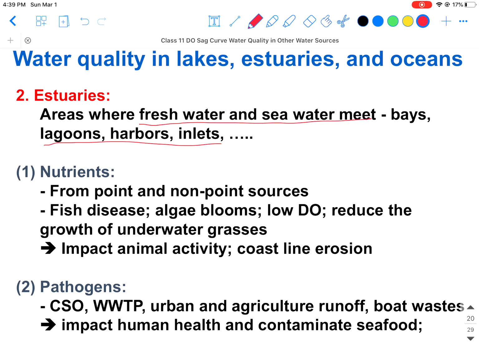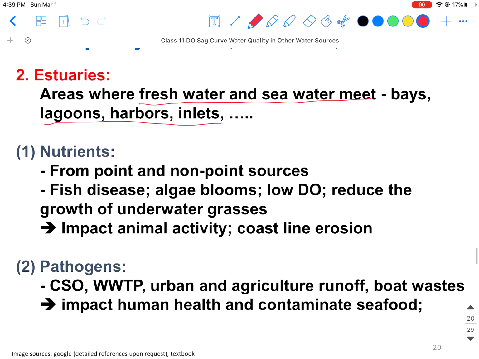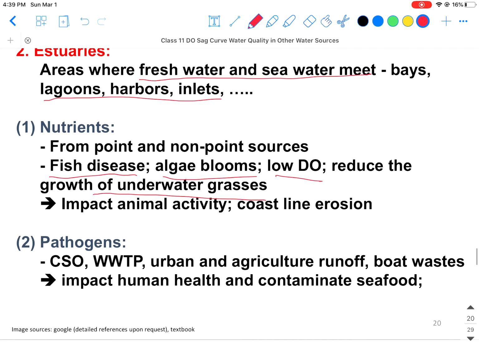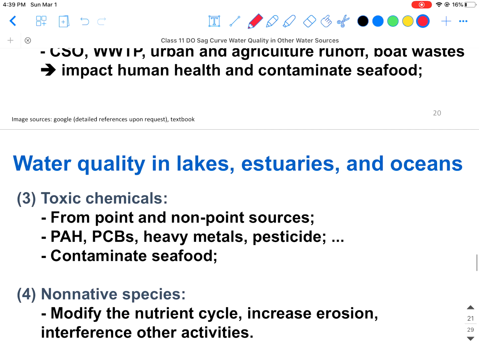So there can be a lot of nutrients coming from the riverside or the freshwater side, right? So you can have, let's say, phosphorus or nitrogen coming from the river, and they will mix with the species in the seawater. So it can cause fish disease, algae blooms, low dissolved oxygen, and also reduce the growth of the underwater grass. So they can impact the animal activity and also coastline erosion.